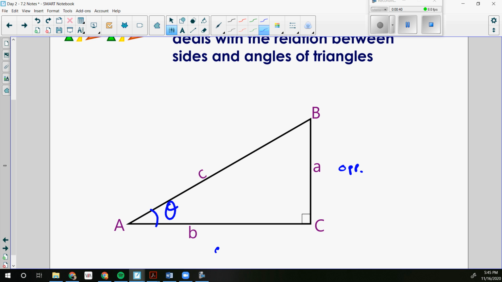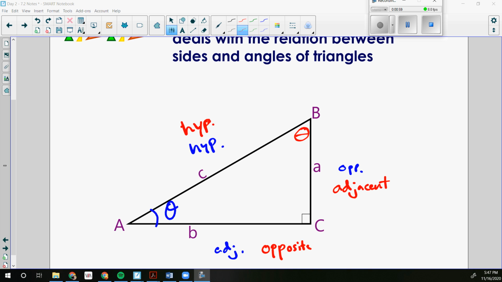We have the adjacent side. That's the side that's next to it. And then, of course, the hypotenuse, which is this side over here. Now, I'm going to pause it really quick. And let's say instead of angle A, my theta was in B.